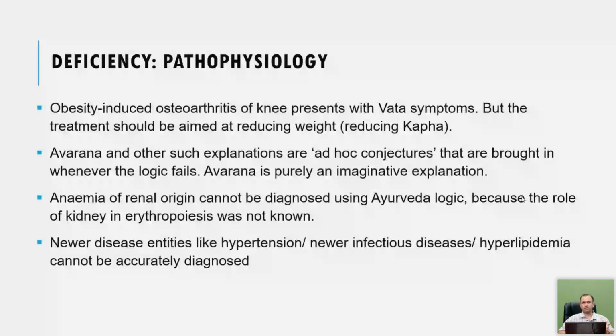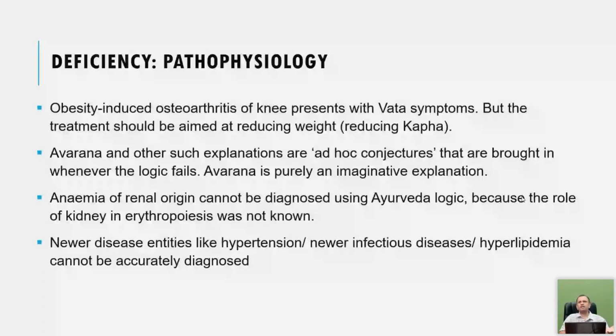So again, another deficiency is in complex pathophysiology. Obesity-induced osteoarthritis of the knee joint, for example, presents with the vata symptoms like pain. But the treatment should be aimed at reducing weight, which should be reducing kapha. So scholars try to invoke several conjectures like avarana and other such explanations, which are ad hoc conjectures that are brought in whenever the tridosha logic fails. Scholars quickly bring up some ad hoc conjectures and try to rescue the theory.